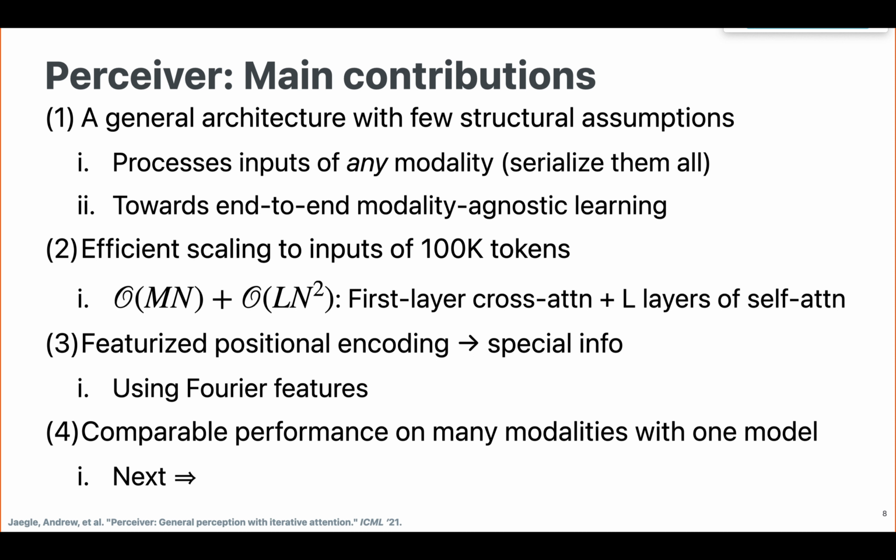Another thing I'd like to mention is that because we don't impose any modality-specific information, the authors use Fourier features to add additional position information, spatial information, to the model. And this is automatically sampled from the Fourier sequence. Another contribution is that they achieve comparable performance on multiple modalities with only one simple architecture that I just showed.